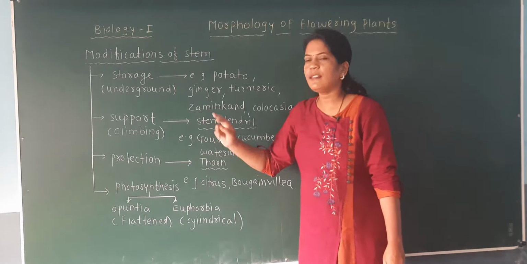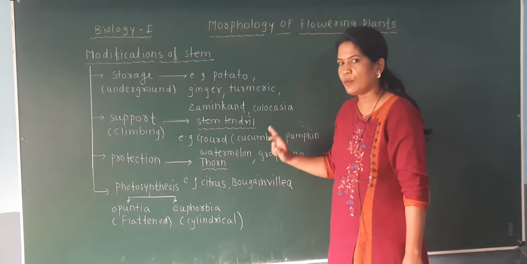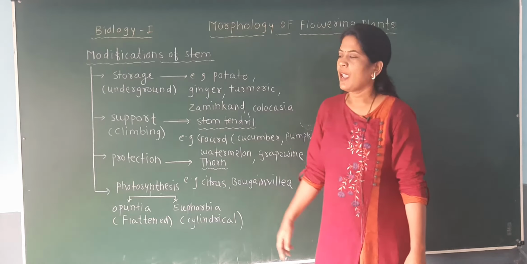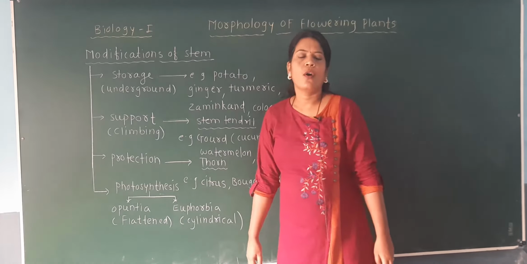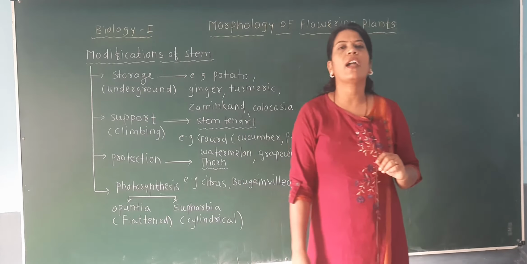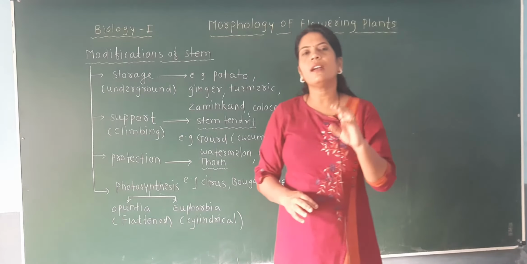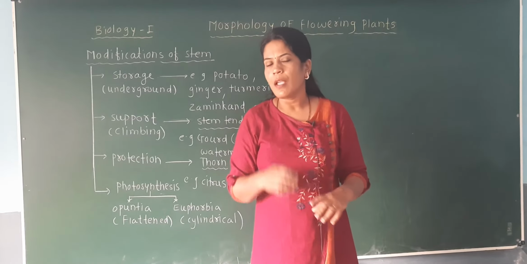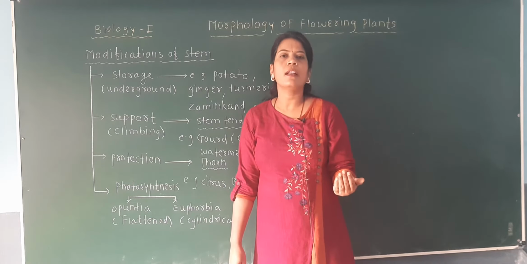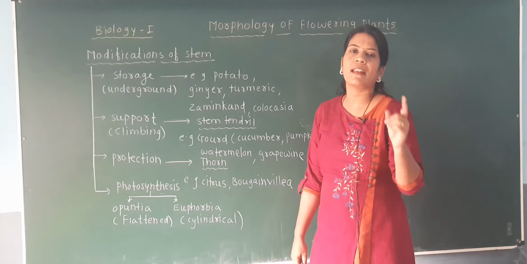So here these stems, for the support mechanism of the stem, we have to remember the examples: cucumber, pumpkin, watermelon, grapevine, and the thorn. And now the last part of the modification of the stem is that some stems of some plants modify for photosynthesis. So here you can observe that the main organ of photosynthesis in the plant is the leaves, but in some plants leaves fall off in the early stages or leaves are converted into spines, and in that plant the function of photosynthesis is carried out by the stem.